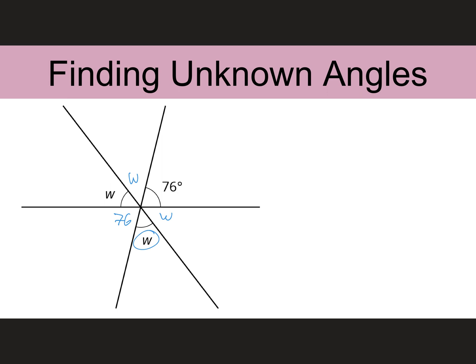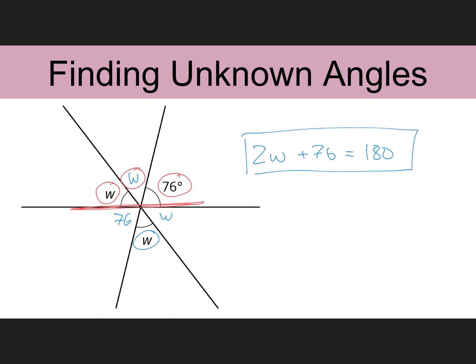And now I can kind of figure out how do I want to create my equation. You can do all sorts of lines here, but let's say this is my straight line that I want to deal with. W plus W plus 76 must equal 180. So I would just write 2 W's plus 76 equals 180. And then there you go. There you have a two-step equation, and you can solve for W from there.